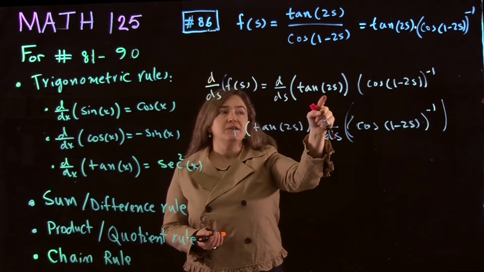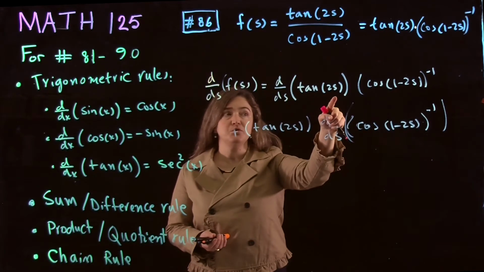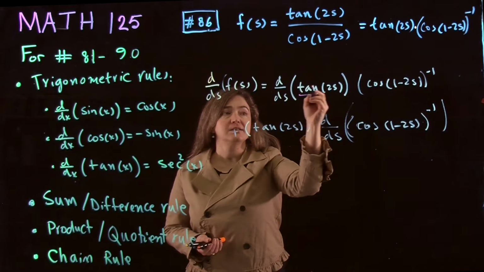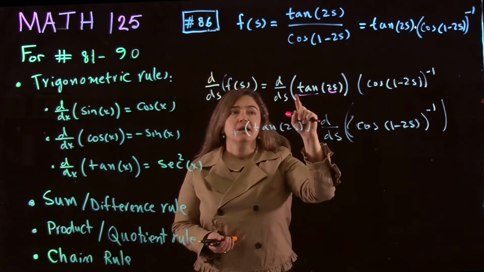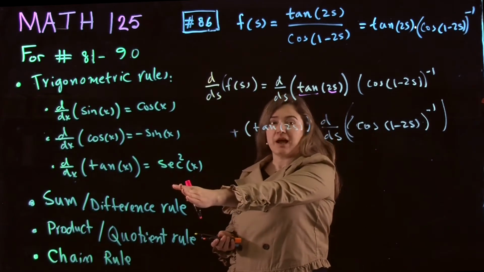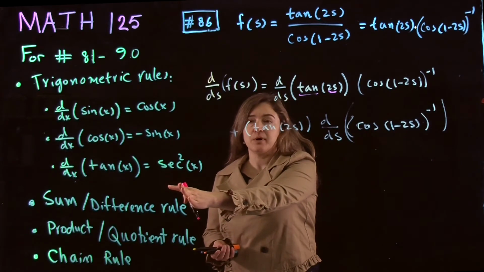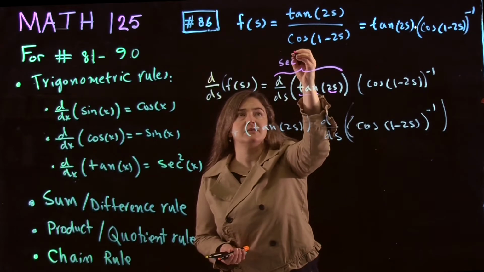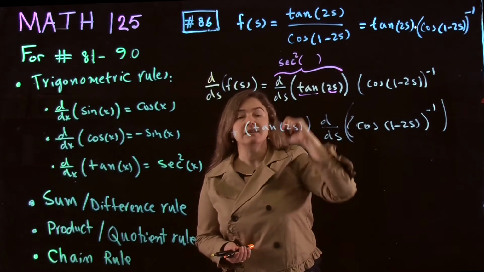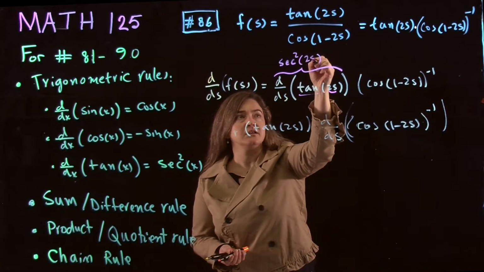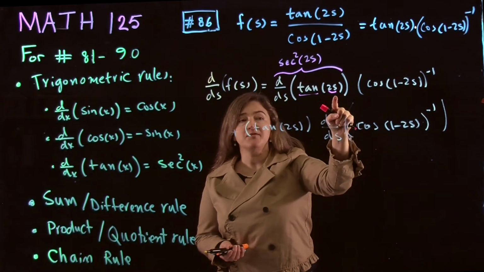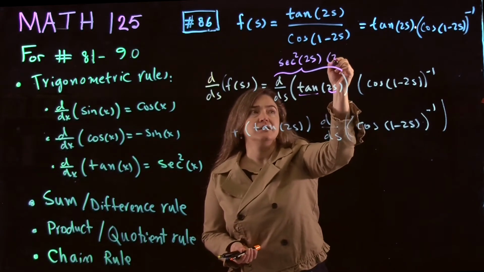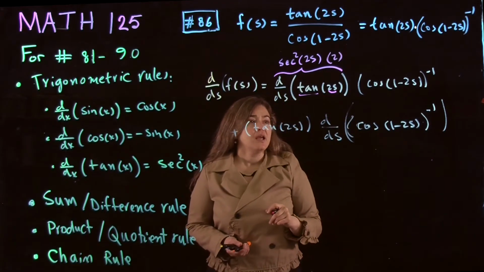Derivative of tangent of 2s, this is going to be a chain rule. Outside function is tangent, inside function is 2s. Derivative of tangent, we have it over here, is the secant squared. So this entire thing becomes secant squared of inside untouched, unchanged, times the derivative of inside. Derivative of 2s is going to be 2.